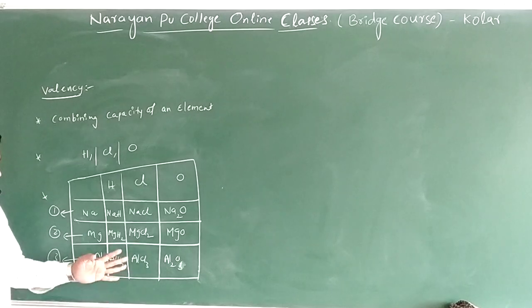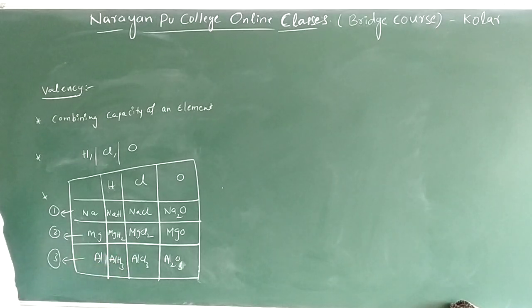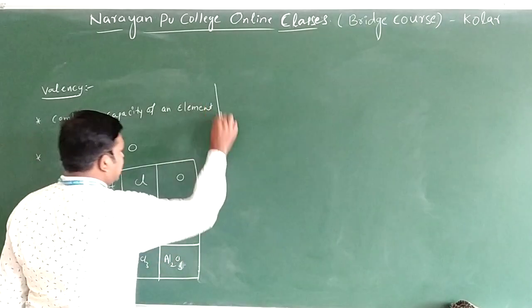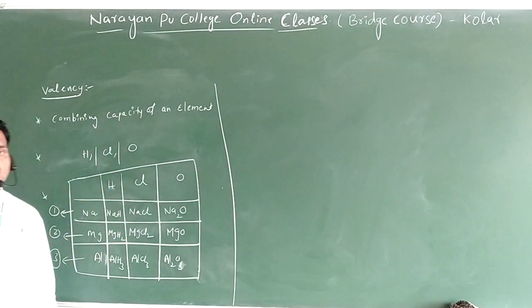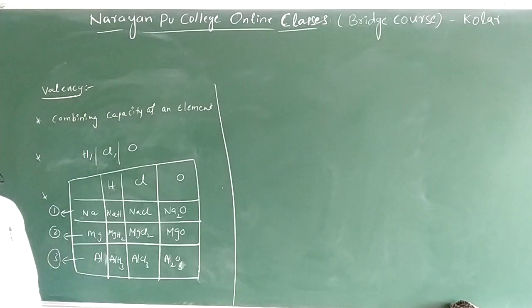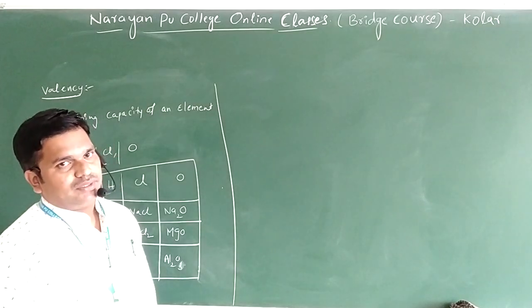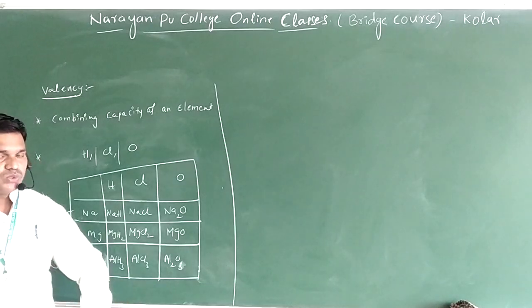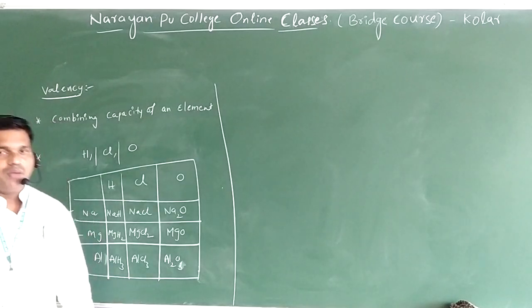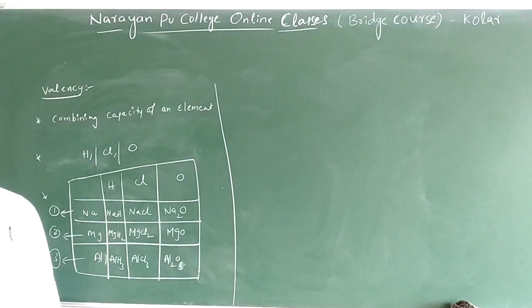Sodium chloride, magnesium chloride, aluminium chloride. Sodium oxide, magnesium oxide, aluminium oxide. Clear? Now, how can you write these formulas? We have to use one method. That method we call the Criss-Cross Method. We will discuss how to write chemical formulas by using this Criss-Cross Method.